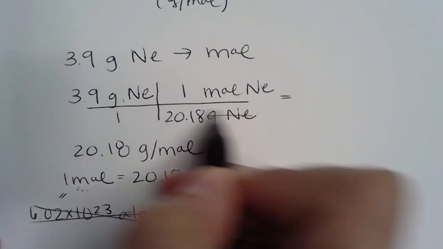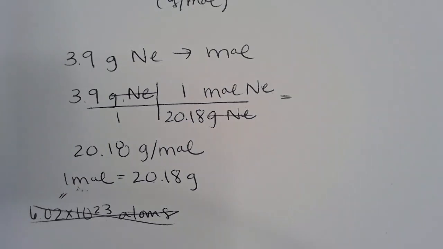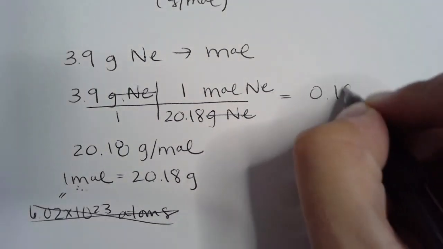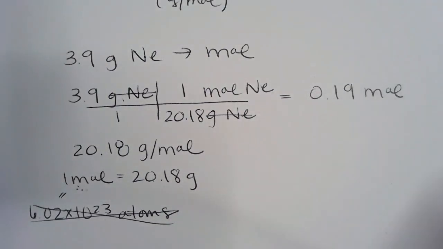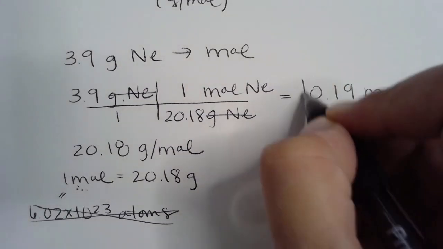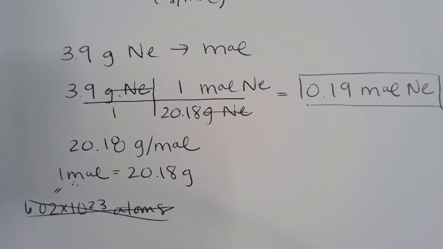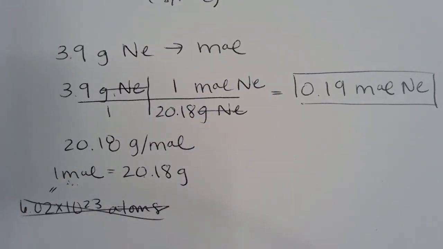Those units mathematically cancel. And I will solve and get 0.19 moles of neon. Always plug your units in. And that's the first one. Let's try a second example.